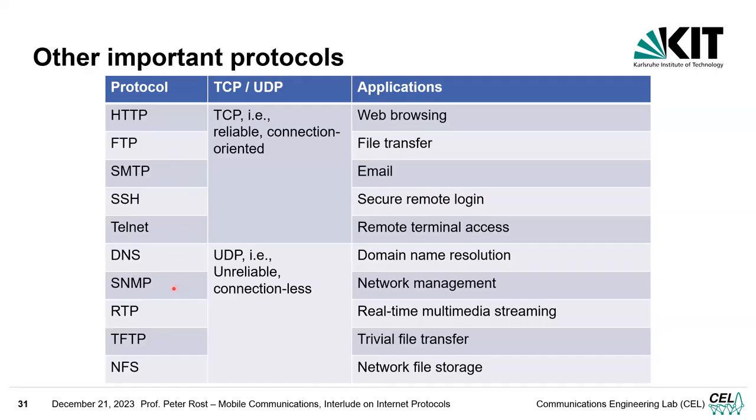SNMP for network management, an extremely important protocol, still used now, like for printer management, router management, and so forth. But I think only few people know about this protocol, I would say. Yeah, RTP for streaming, trivial file transfer, so TFTP, much faster than pure FTP, and NFS, which is there for remote file access.